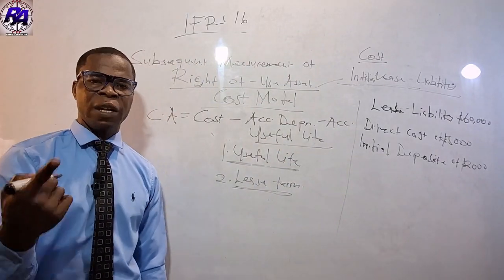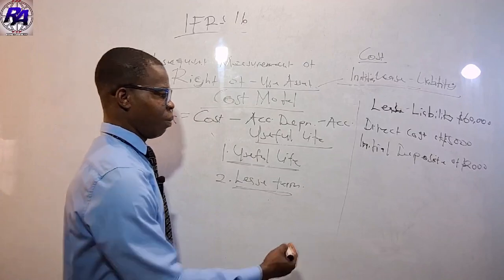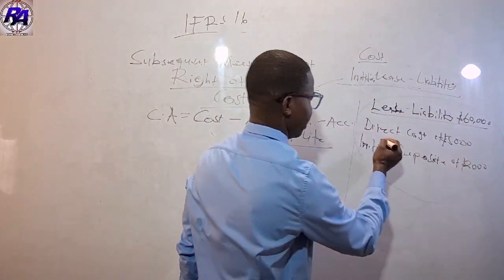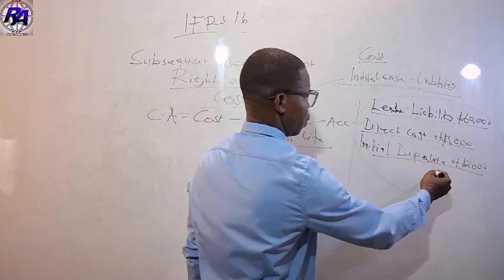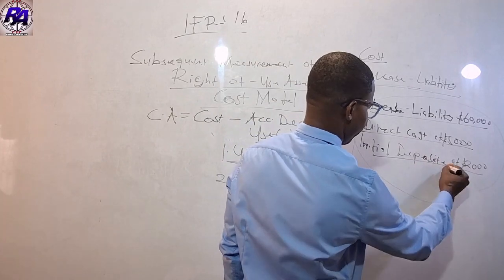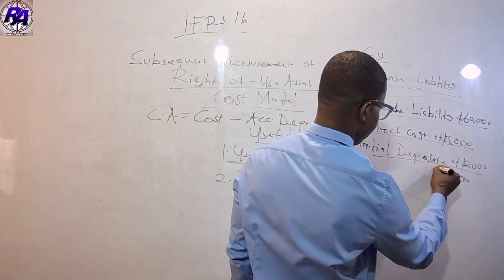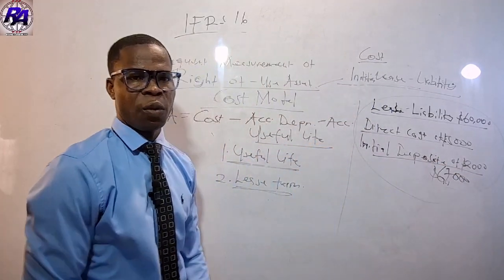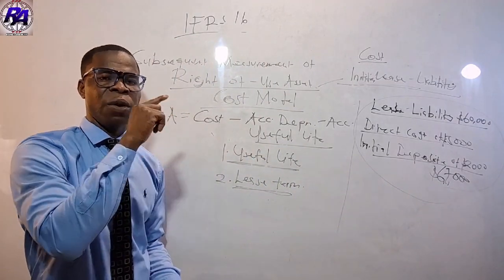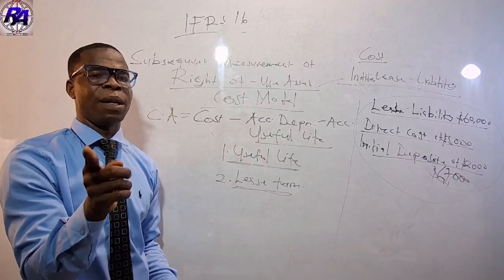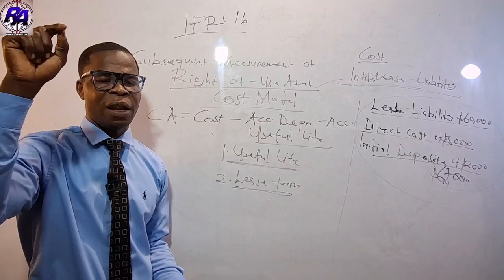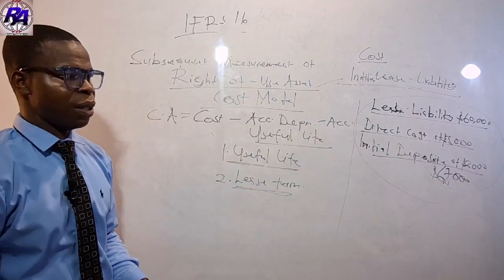Then we say that it is initially measured at cost, and this cost will comprise all that is on the board. So the lease liability is one, we sum it to the direct cost, we sum it to this. So our initial value of the right of use asset is going to be $67,000. So please take note of that omissions earlier in the determination of the initial value of the right of use asset. The initial value of the lease liability forms part of the initial measurement of the right of use asset. Take note.